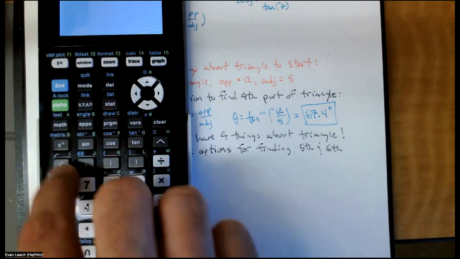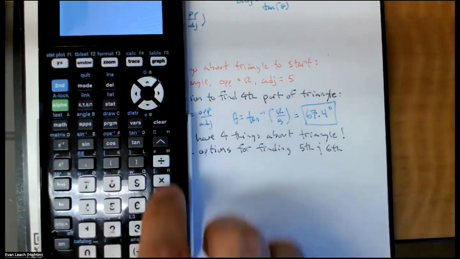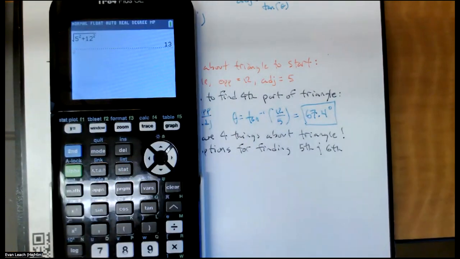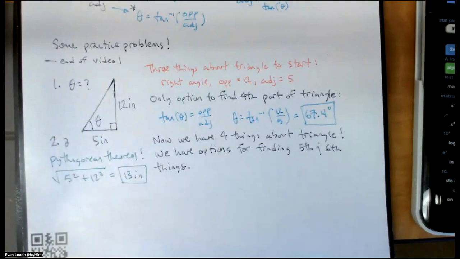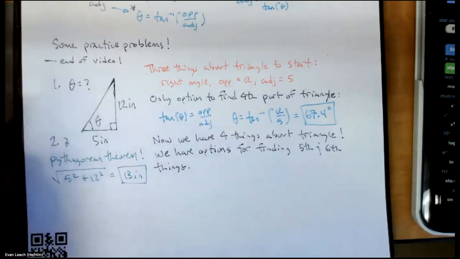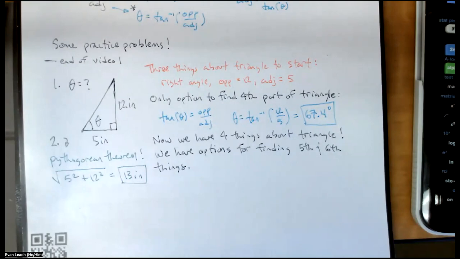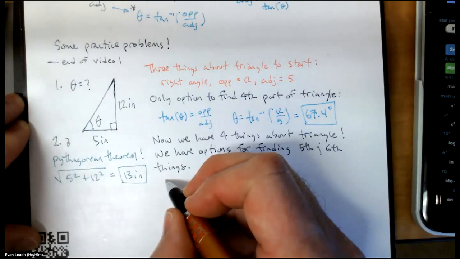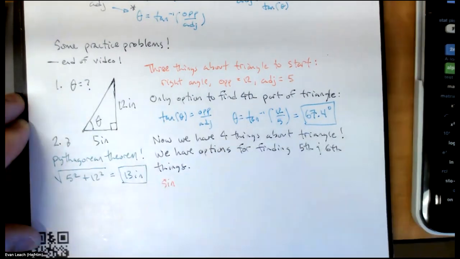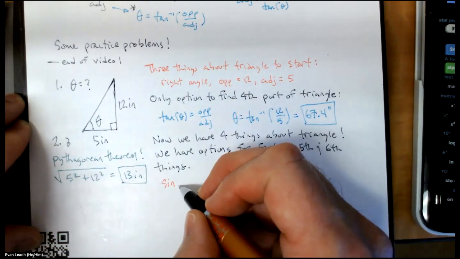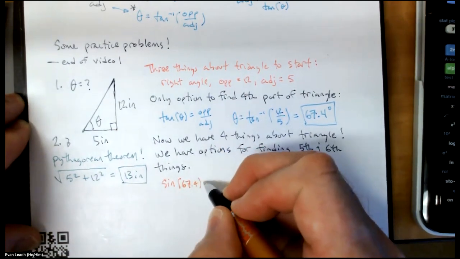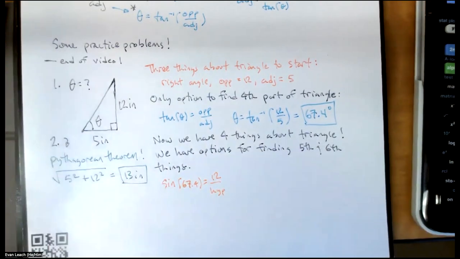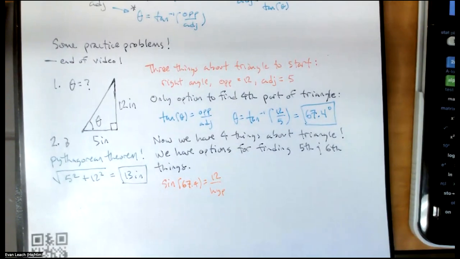So here I did the square root of 5 squared plus 12 squared, 13. All right. Now that I have theta and the opposite and the adjacent, I could maybe say sine. Sine of 67.4 is equal to opposite over the hypotenuse. So this would be another way that we could find the hypotenuse.